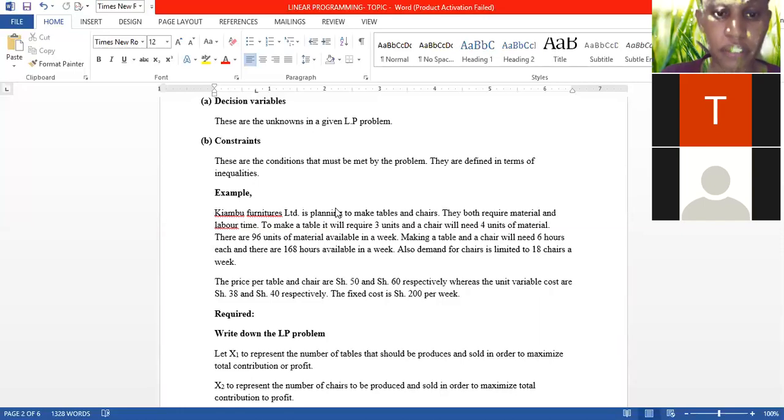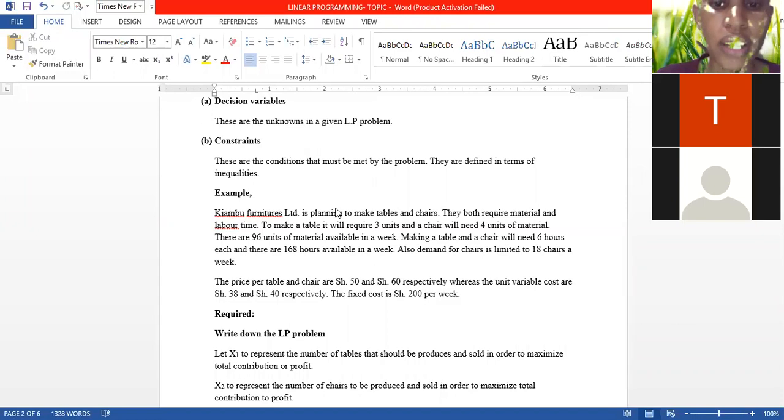I repeat, for you to be able to write well an LP problem, what are the requirements? Number one, you must know what it is that you're doing. Are you maximizing or are you minimizing? And from the question, you can be able to detect. The problem talks about something like the cost, the contribution, the profit, or even the revenue. So definitely, from the words that are coming from the problem, you can be able to tell what is the objective.